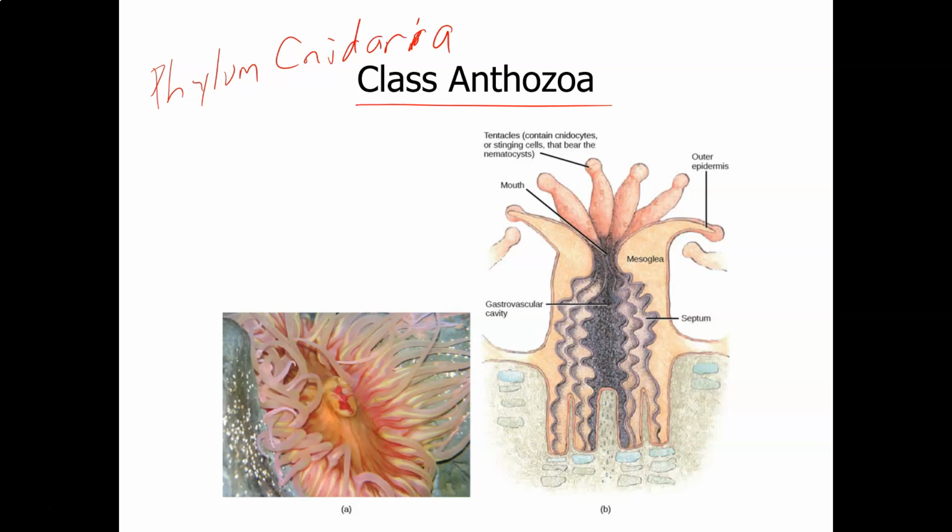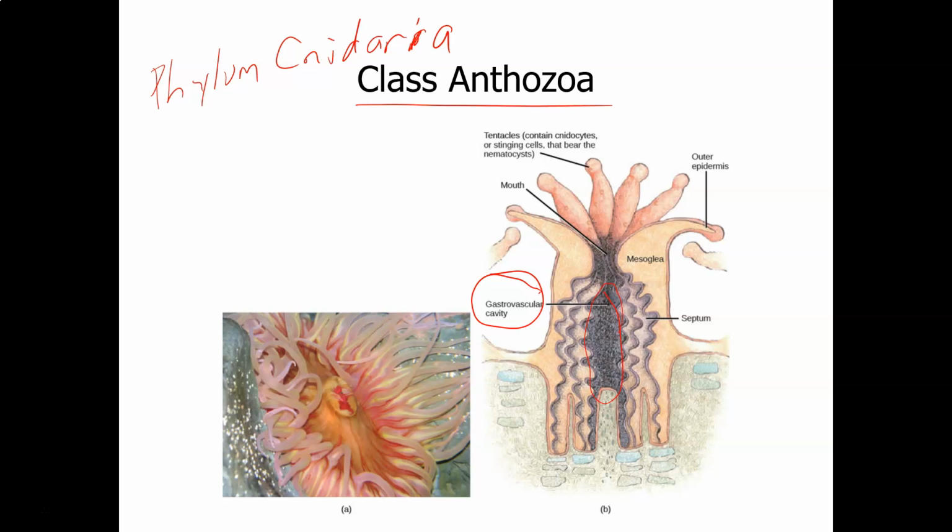The tentacles stick up, so it's the polyp body form. There is a gastrovascular cavity. This is the first time we've seen this term. The gastrovascular cavity is a common area for digestion. That's the gastric part, and vascular would be circulation. They don't really have blood, but fluid that circulates the nutrients. That would be the vascular part.